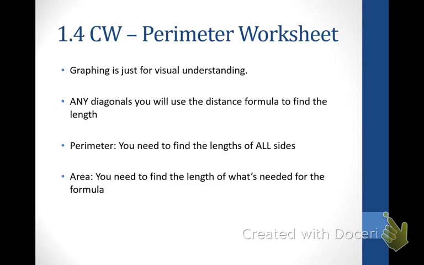But I felt like we were ready for our work today. You're going to do a classwork assignment. The graph is just for visual understanding. It's not actually part of the answer on this homework. You do need a graph just so you can count when you need to count. Any diagonals you use, you have to use the distance formula. And then we're finding the perimeter on all of these. So find the lengths of all the sides and add them together.